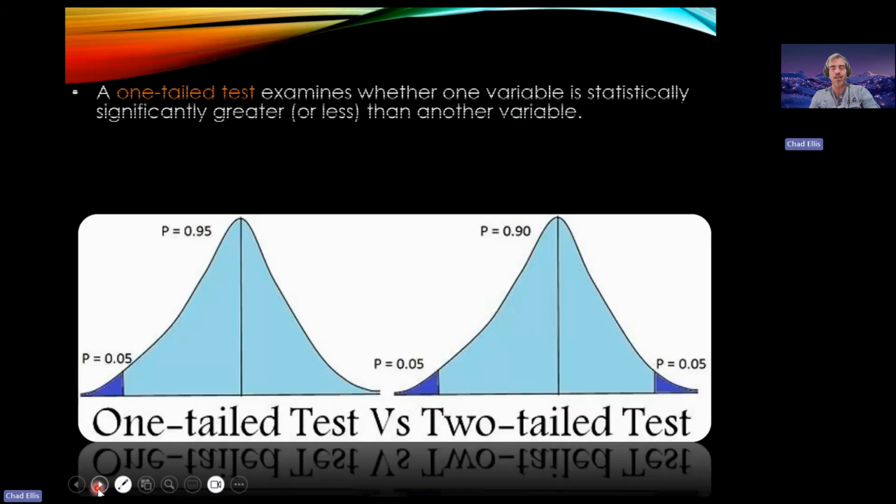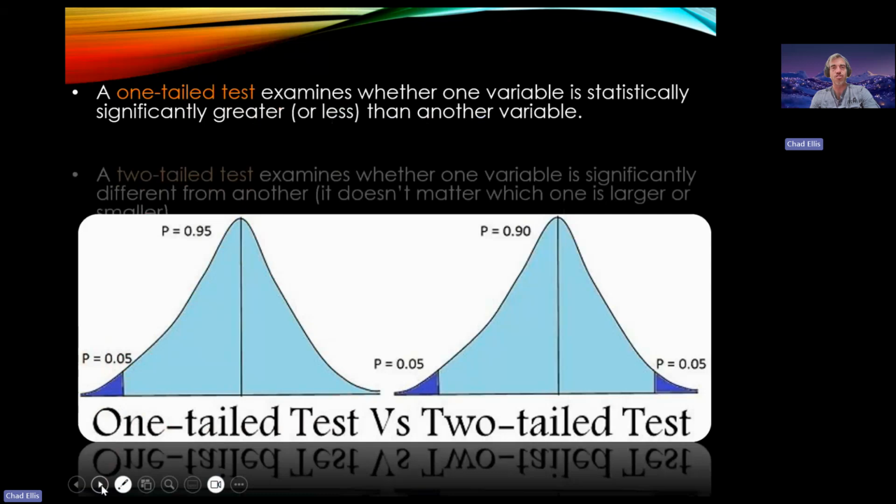So what do I mean by two-tailed and one-tailed test? Well, a one-tailed test is basically a test where you're trying to figure out whether one variable is greater or less than another variable. So down here, here's a one-tailed test. You can see that we've isolated this area down here compared to the rest of the distribution. So that's a one-tailed or a directional test.